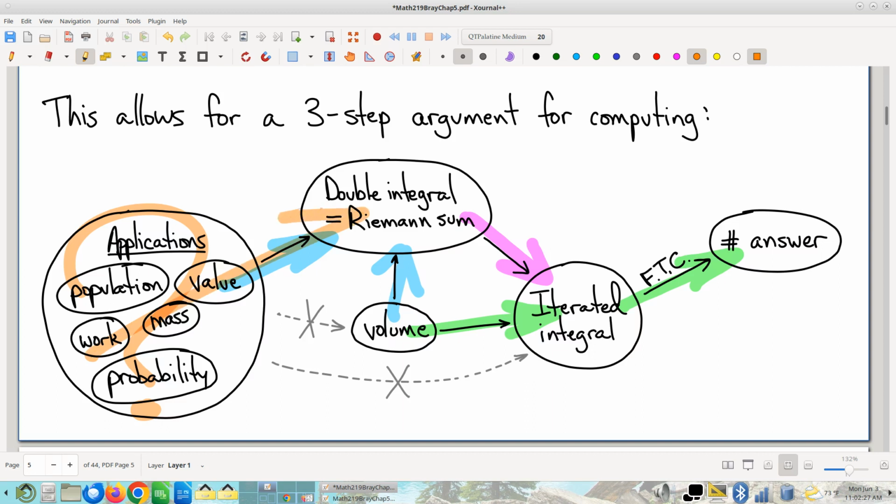Step 1, write it as a double integral. Step 2, turn that double integral into an iterated integral. Step 3, plug and chug with the fundamental theorem. And this is where we're going to pick up and actually do one just like this. Okay. Does everybody remember all of these? Again, that's a lot of ideas that we're briefly summarizing here.